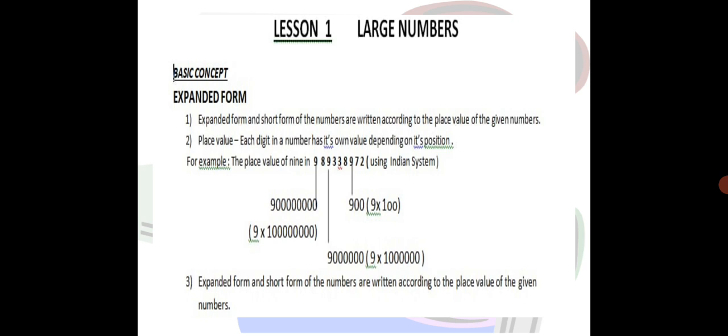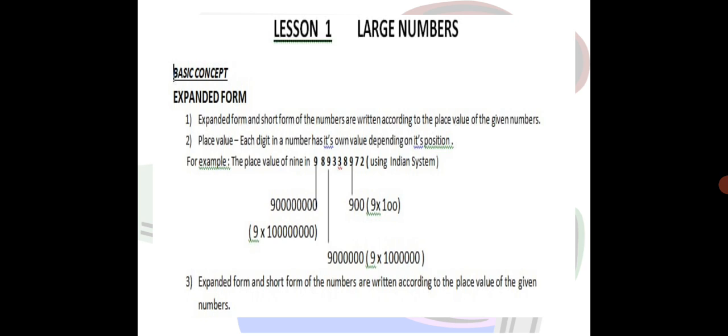For example, children, I have a number consisting of the following digits: 9893389772. Children, you can find that 9 is coming 3 times in this 10-digit number. The first 9 is in the hundreds place, so we will write it as 900.